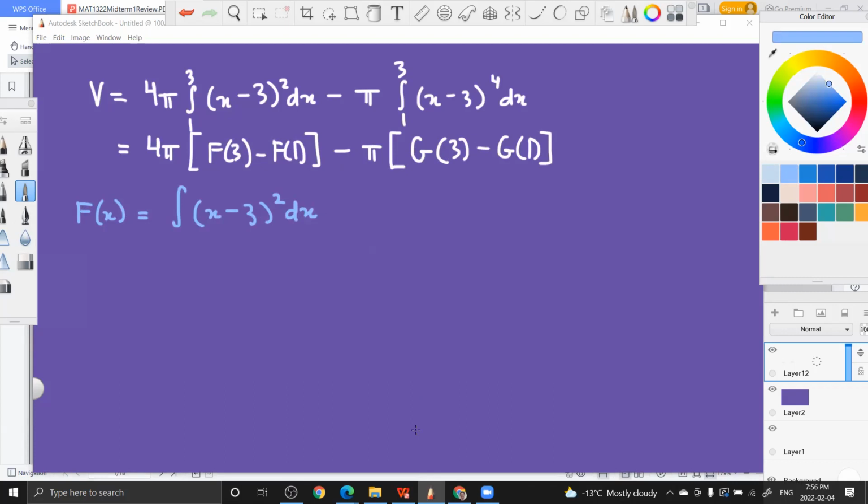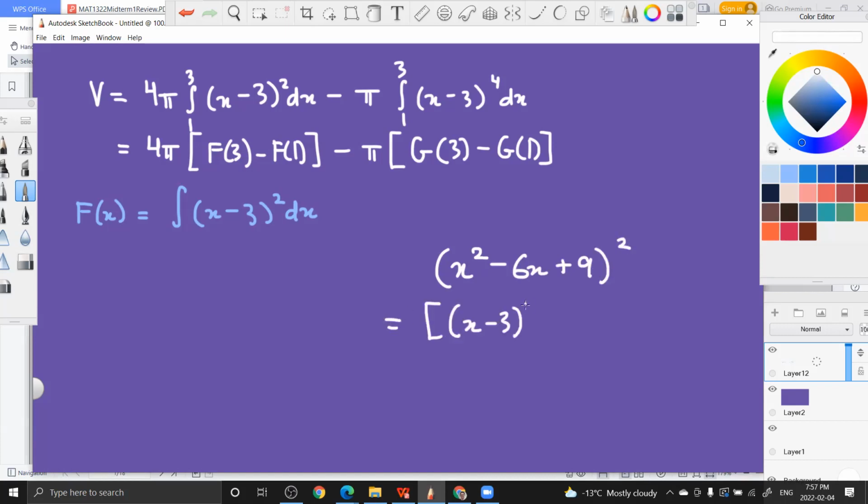One person asked, how is the second one to the power of 4? I already explained this. It was x squared minus 6x plus 9 to the power of 2, right? So you can make this as x minus 3 to the power of 2 to the power of 2. And that gives you x minus 3 to the power of 4. So if you go back in your notes a little bit, you'll see that this is the reason why it's to the power of 4.